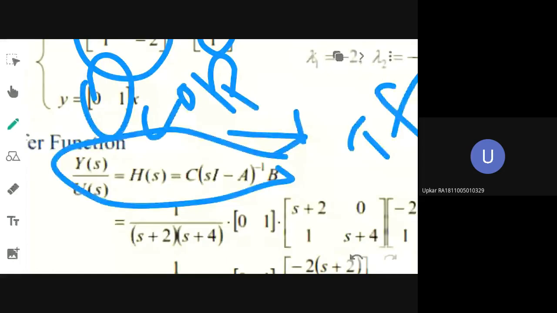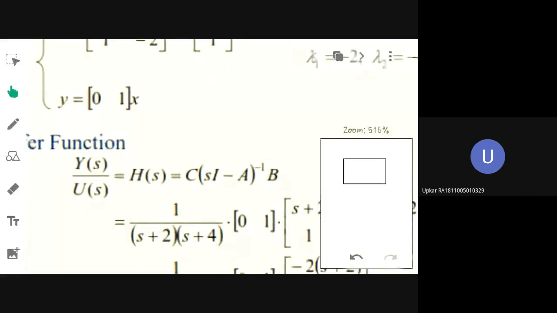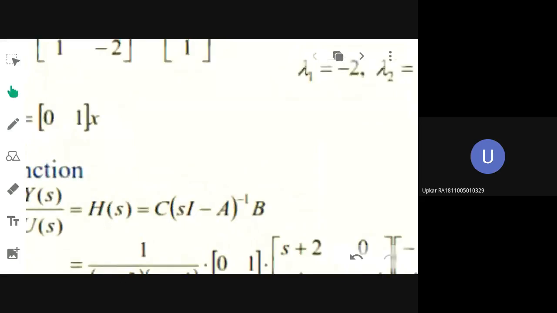So what is the formula for doing that? C matrix into sI minus A inverse into B matrix. This is your transfer function. Remember this formula. The formula alone may be asked in MCQ, or they will ask you what is the transfer function. Either way they will be asking you. You know what C is, what A is, and what B is from these two equations. You substitute that and you can find out the transfer function. Now try to do it and tell me the answer.